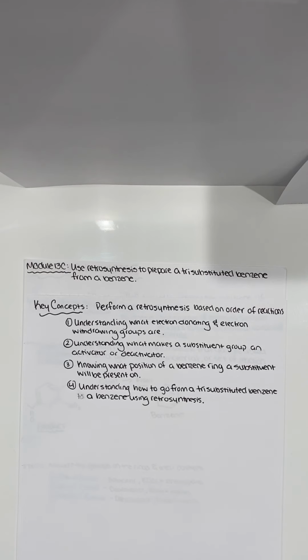Today we will be focusing on Module 13C, and it's to use retrosynthesis to prepare a trisubstituted benzene from a benzene. In order to do this, we have to perform a retrosynthesis based on order of reactions. The key concepts include understanding what electron donating and electron withdrawing groups are, understanding what makes a substituent group an activator or deactivator, knowing what position of a benzene ring a substituent will be present on, and understanding how to go from a trisubstituted benzene to a benzene using retrosynthesis.